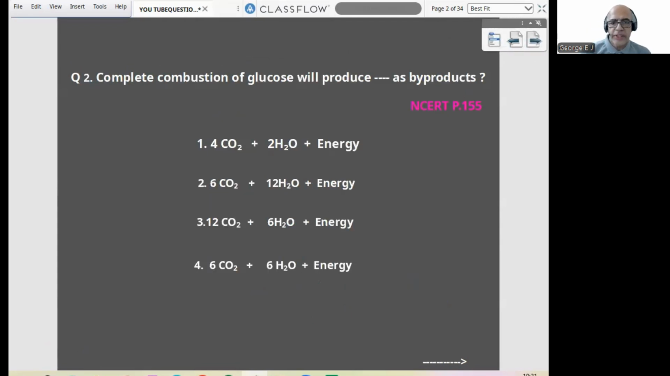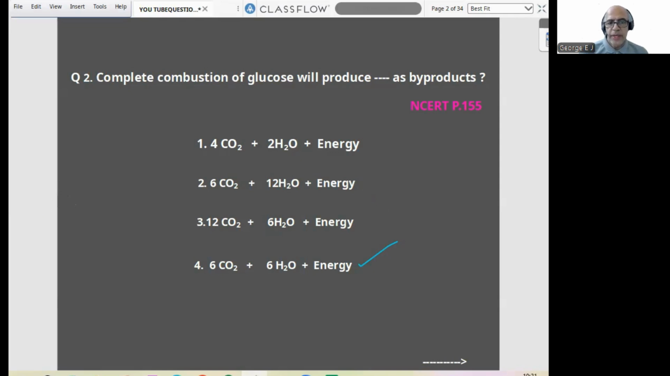When we discuss the second question: complete combustion of glucose will produce dash as byproducts. The NCERT page number is clearly given there, so it will be easy for you for reference. NCERT specifically gives it as 6 CO2 plus 6 H2O plus energy. That is how NCERT gives it, so this will be the possibility.